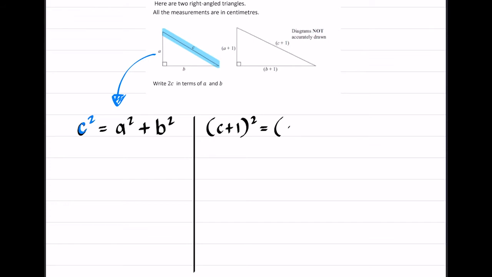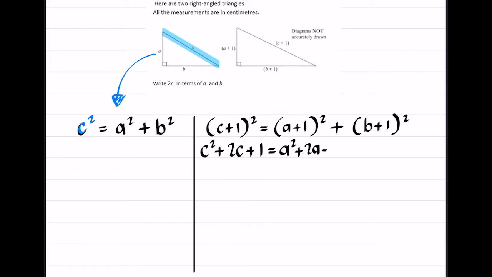So in the second triangle, we have the hypotenuse squared, so c plus 1 squared is equal to side 1, which is a plus 1 squared, plus side 2, which is b plus 1 squared. Alright, so c plus 1 squared becomes c squared, c times 1 is 1c, double it, plus 2c plus 1 squared, which is 1, equal to first term squared, so we have a squared, a times 1 is 1a, double it, plus 2a, plus 1 squared, which is 1, plus first term squared, b squared, b times 1 is 1b, double it, plus 2b, plus 1 squared, which is 1.